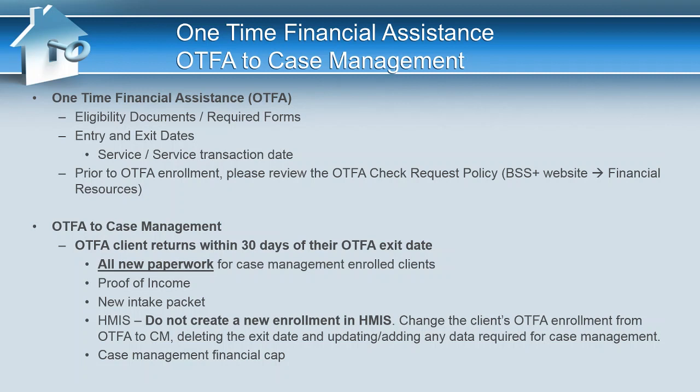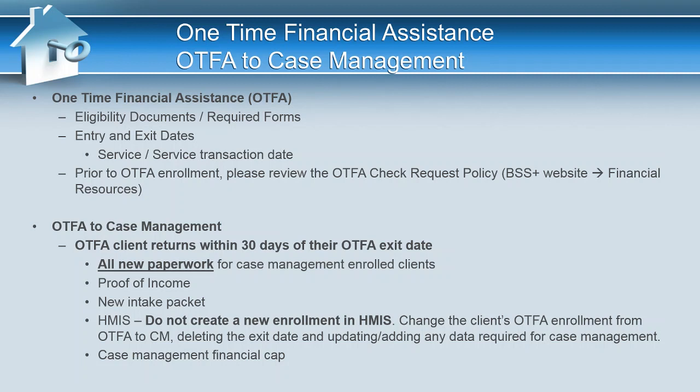You give them that OTFA enrollment, you provide them that check for $800 for one month's worth of rent, you exit them, and then within 30 days of their exit date, they come back to your agency and say that they need additional assistance. Then you can, at that time, assess them to transition from OTFA to case management. But if they come back on the 31st day, they are not eligible. So this is why you really need to have a comprehensive conversation with this household up front, explaining the parameters of what OTFA truly means.